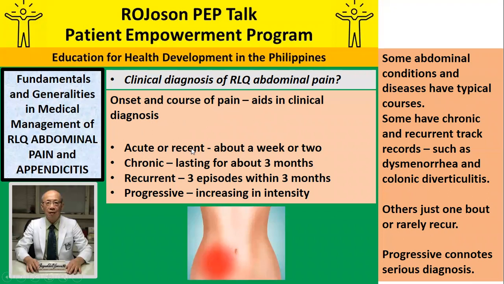If it's acute or recent, when you say acute or recent, it's about one week or two. Okay. If it's chronic, it's usually something that lasts for about 3 months. If it's recurrent, we usually use this as a basis: 3 episodes within 3 months, okay? Then we call it recurrent, okay? And progressive means it's increasing in intensity. So if it's increasing in intensity, that's a cause for concern.